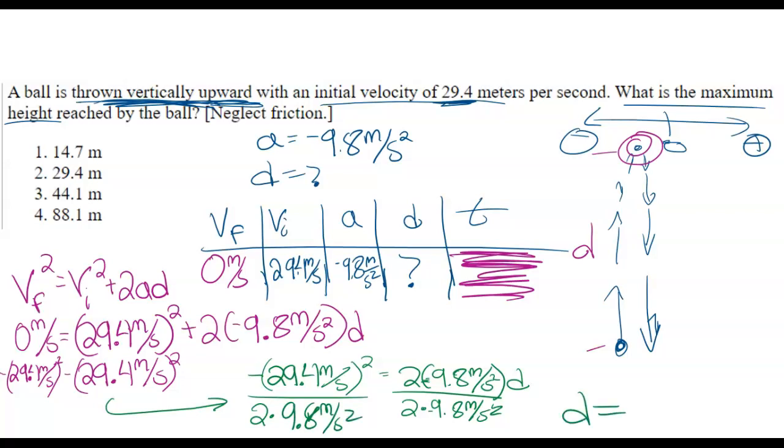And then I can punch all of that into a calculator. That was a negative 9.8, right? So those negatives cancel out and I get displacement of 44.1 meters.